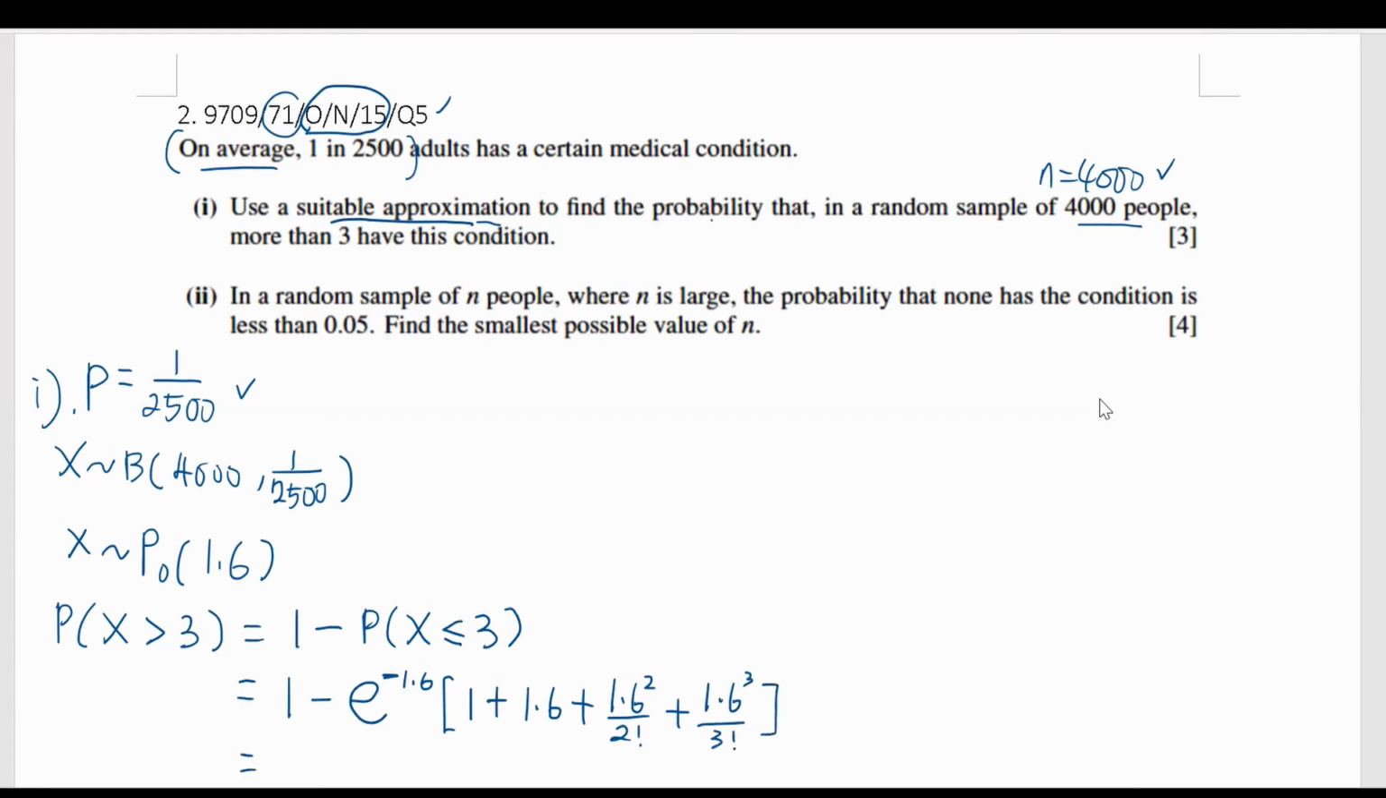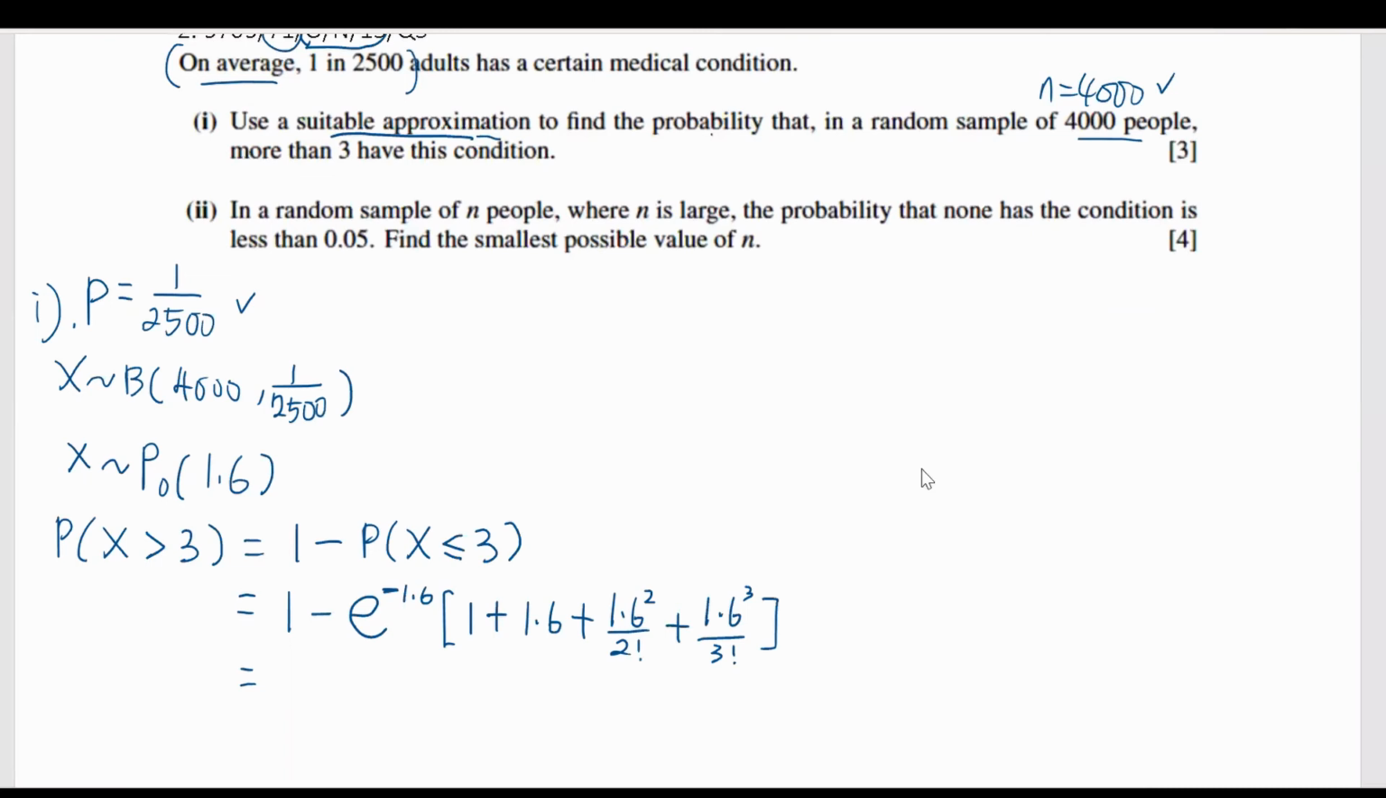Then we press the calculator to get the probability. So we get the value to be 1 minus 0.9212. Then finally, the probability is quite small, 0.0788, rounded off to 3 SF. So that is the probability for part 1 using Poisson approximation.